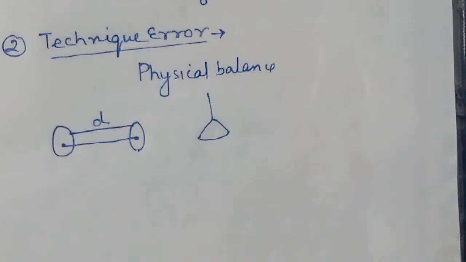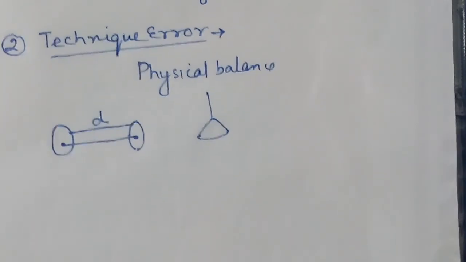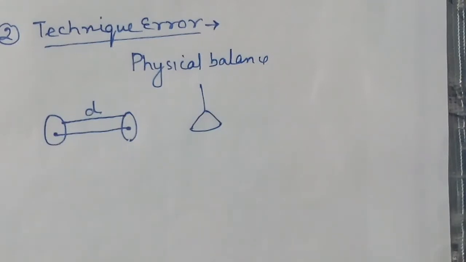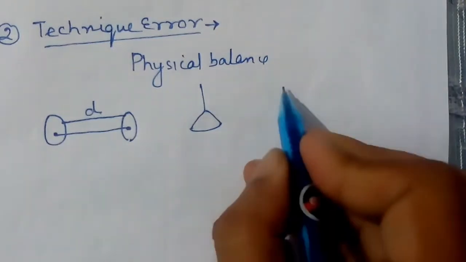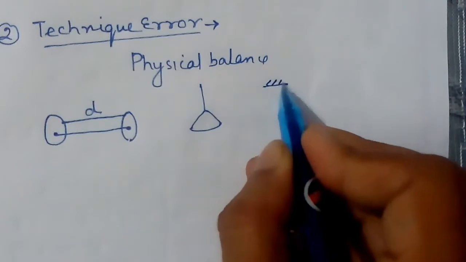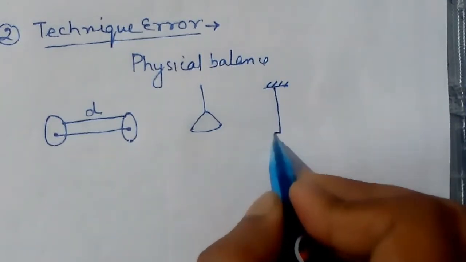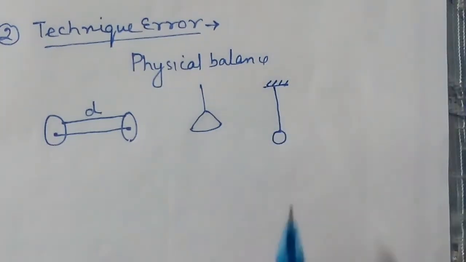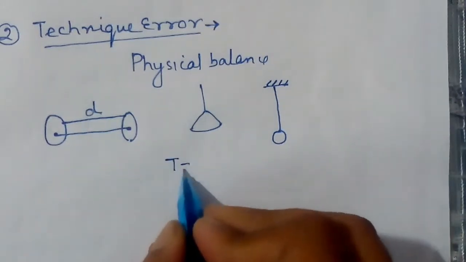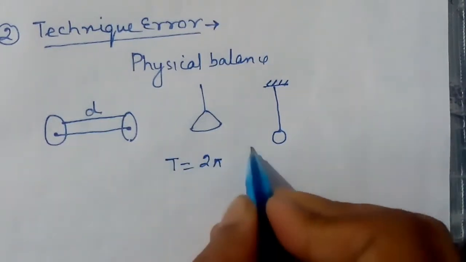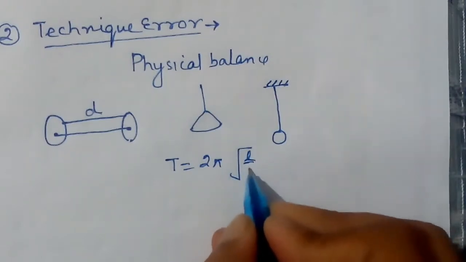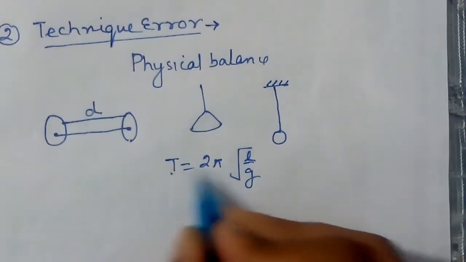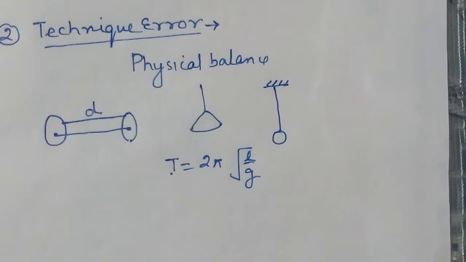Okay. Third is while performing the experiment with a simple pendulum. This is our simple pendulum, and its bob. Now we have the formula T is equal to 2 pi under root L upon g. By knowing the time period and length, we can find the value of g.